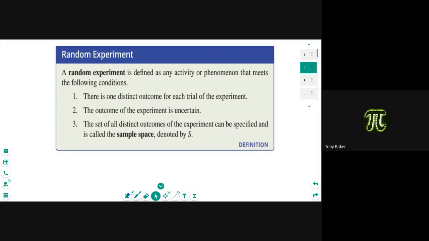So flipping a coin, when you flip the coin, it is either going to end up being tails or heads. It cannot be tails and heads at the same time. Okay? So when you flip it, you're going to get one specific outcome. The second thing that's very important is the outcome of the experiment is unknown or uncertain. So you do not know what is going to happen every time you flip that coin.